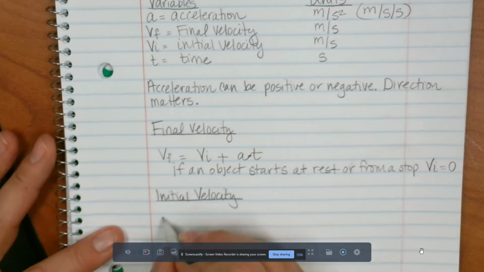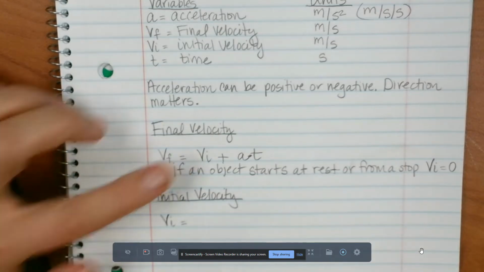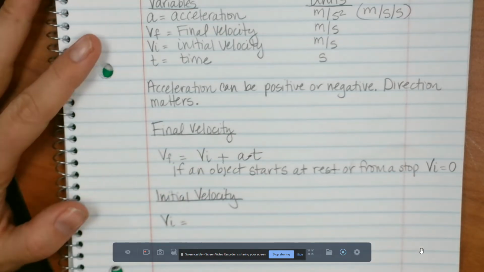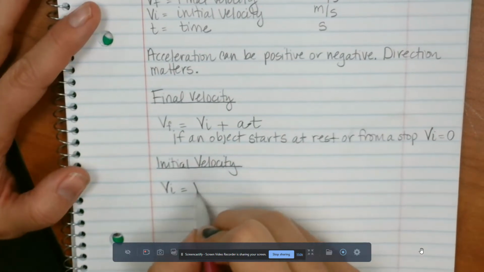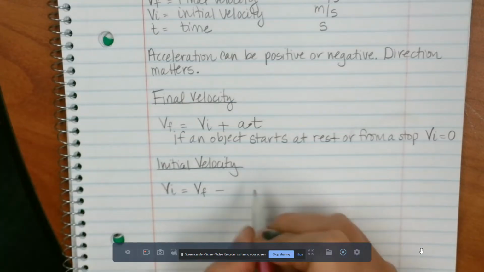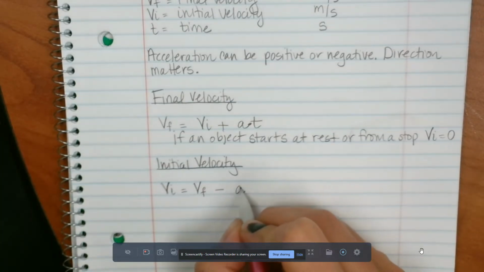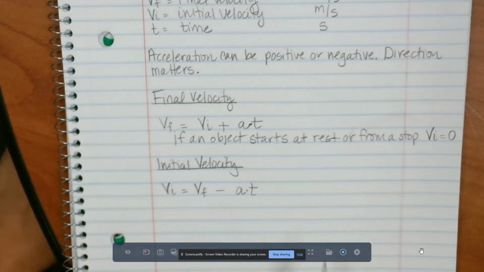So this time, if we're looking for initial velocity, it's going to be very similar, but algebra makes it just a teeny bit different. We're going to have our final velocity, Vf, minus, so now we're subtracting A and T, or A times T. So acceleration multiplied by time. When they're next to each other, we multiply it, remember?